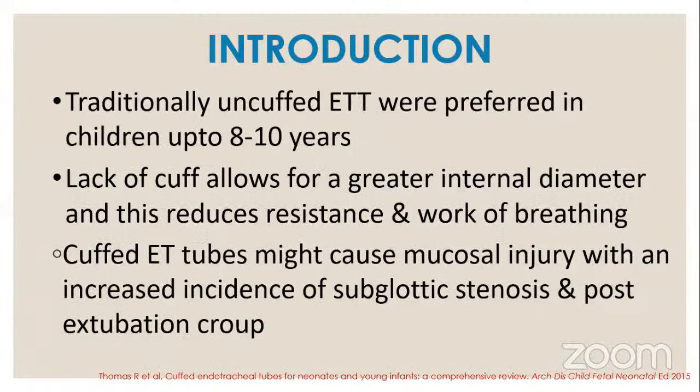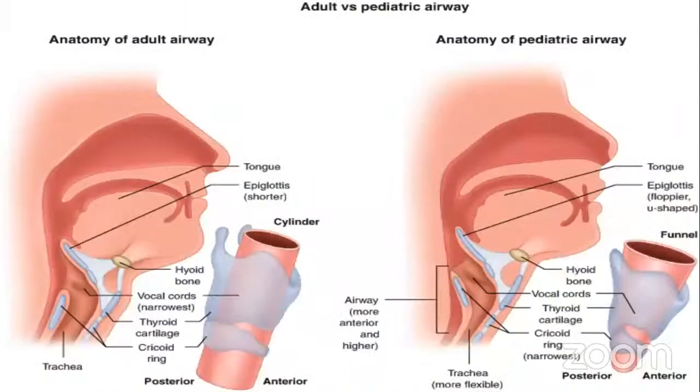Before starting on the topic proper, I would like to discuss a few words about uncuffed and the traditional cuffed tubes. Traditionally, uncuffed endotracheal tubes were preferred in children up to 8 to 10 years of age. The lack of cuff allows for a greater internal diameter, and this reduces resistance and work of breathing. Cuffed endotracheal tubes might cause mucosal injury with an increased incidence of subglottic stenosis and post-extubation stridor.